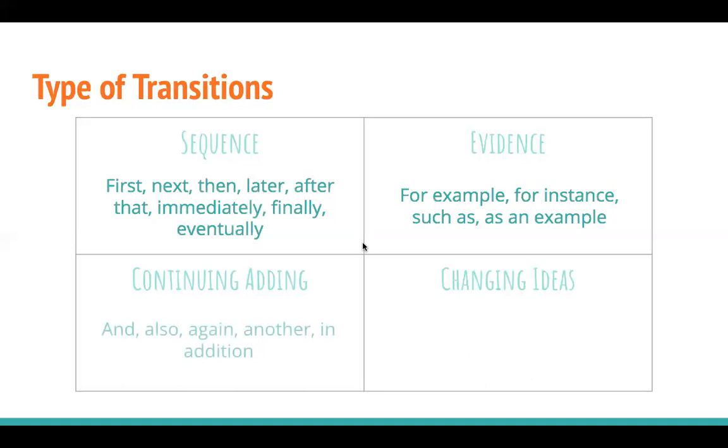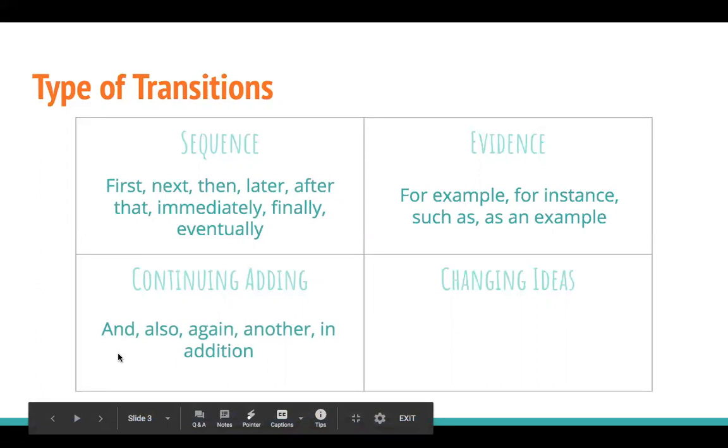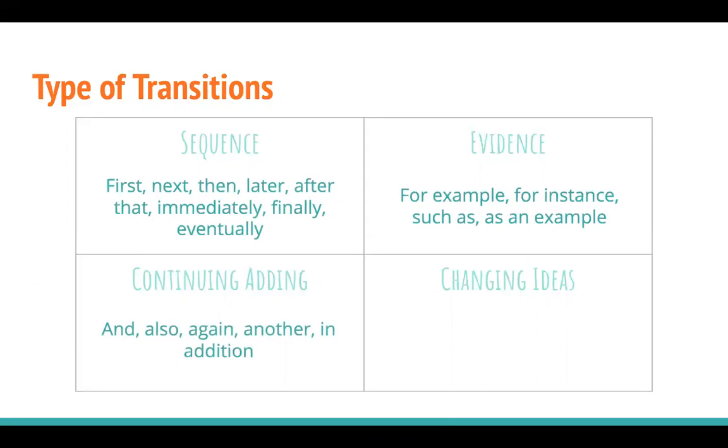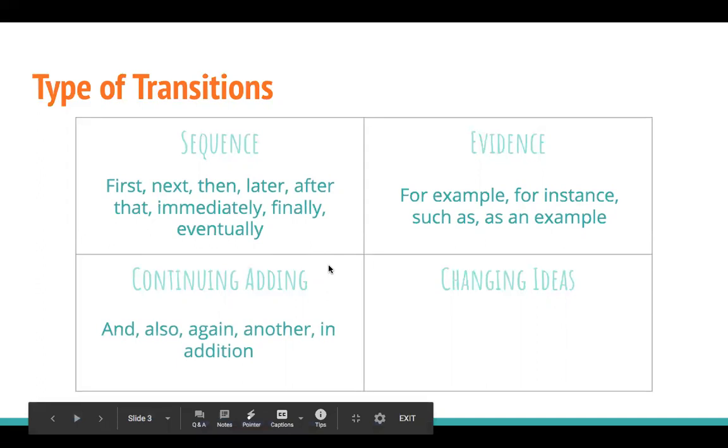Another one you can do is continuing to add on. So if you're pointing out another fact, another piece of information, you could say and, also, again, another, in addition. So these are some more ways you can start a sentence with a transition word to, again, add to the flow of your essay. And the last one is changing ideas.